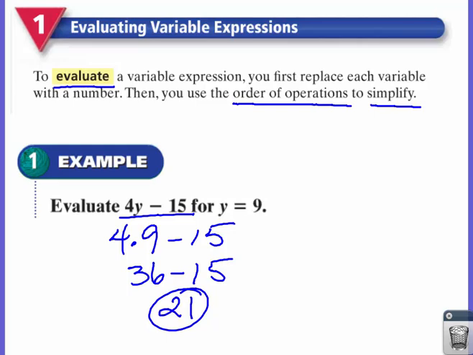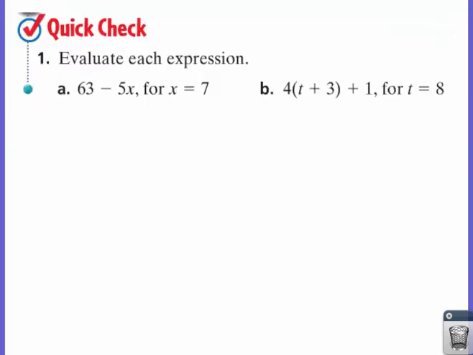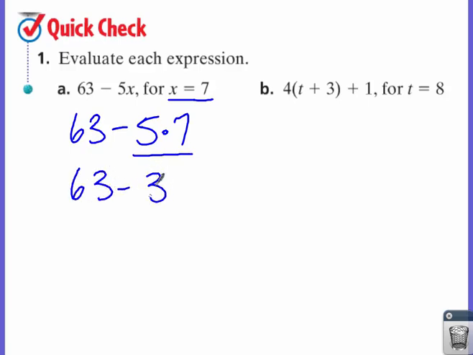So let's try another one. Here's a couple more. Okay, this first one says 63 minus 5 times x. So we're going to take the 63 and subtract 5 times x, and our x in this particular case is 7. So I'll substitute in the 7 for the x. And now for this particular problem, I have to do the 5 times 7 first. So I end up with 63 minus, and then 5 times 7 is 35.